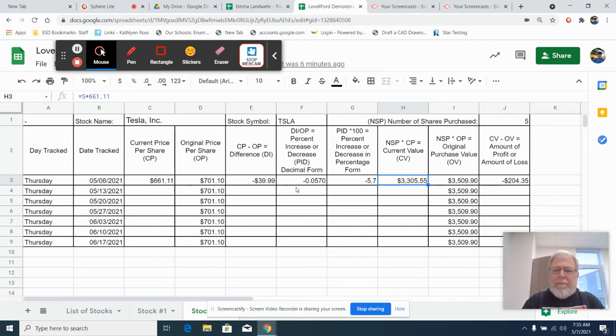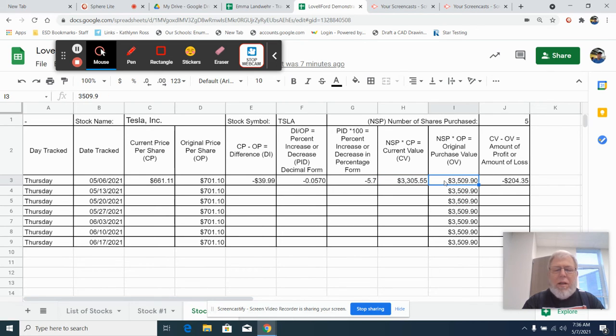Okay? So multiplying those two gave me $3,305.55. Now, to find out whether we made a profit or we had a loss, you need to do a subtraction. We need to take the current value, which is what we have here, and our original value, which we brought over from our first sheet, and do a subtraction. So notice the formula right here, current value minus original value.